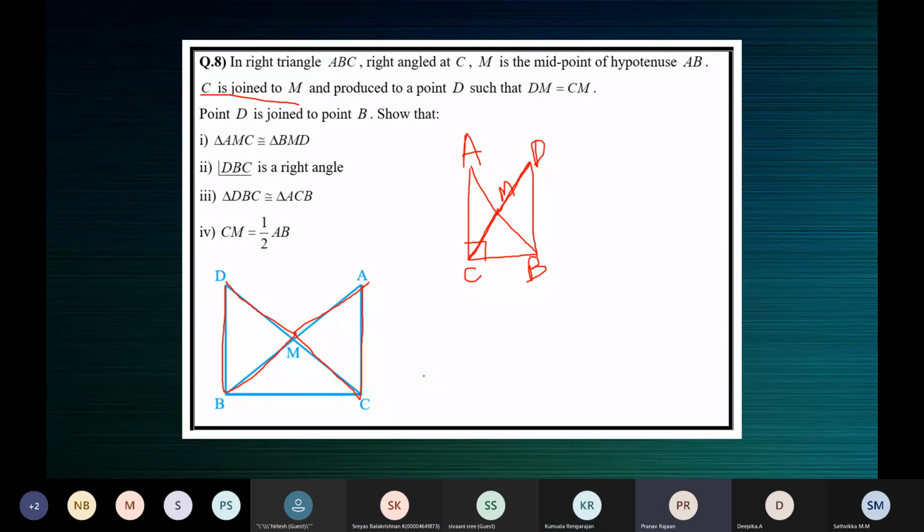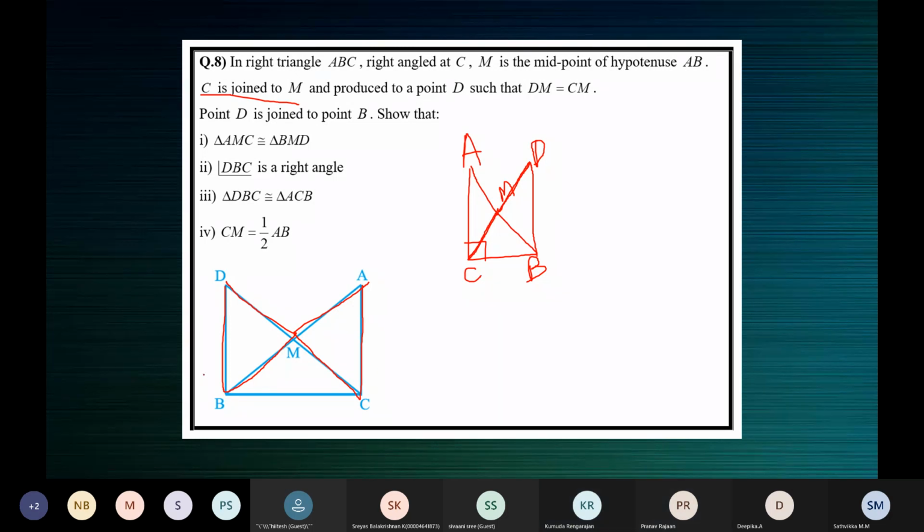BM is equal to AM. BM of which triangle? BM of triangle DBM is equal to AM of triangle AMC. Why?